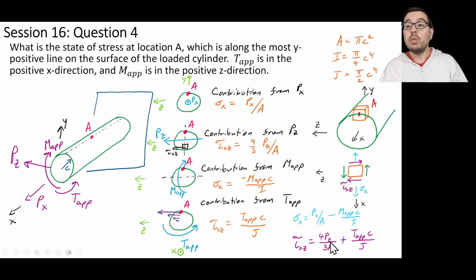We might also note that for A, the y direction normal stress sigma y is equal to 0. The z direction normal stress is also 0. The tau yz is 0, and the tau xy is also 0.